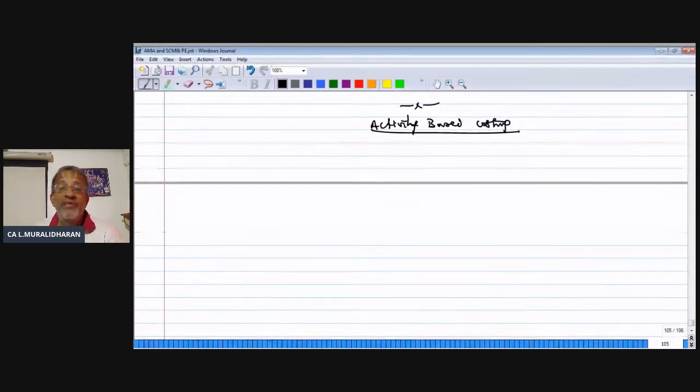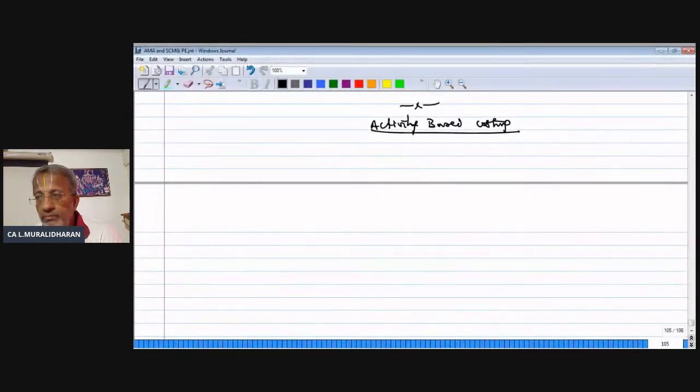I was doing CA final by then, but I did not know anything about activity-based costing. This particular exercise I did when I was in BCom final is the one I could just see in activity-based costing. So in the case of a traditional overhead distribution system, we used to have 5 steps.